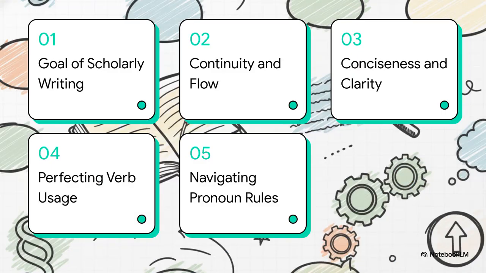Here's our roadmap for today. First, we'll cover the goal of scholarly writing, then mastering continuity and flow. After that, achieving conciseness and clarity, followed by perfecting your verb usage, and we'll wrap up by navigating pronoun rules.